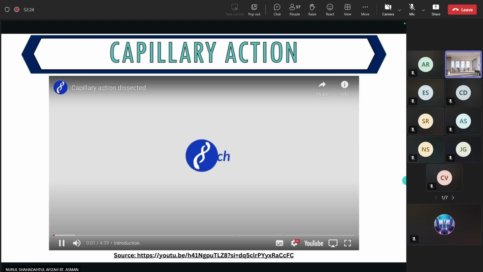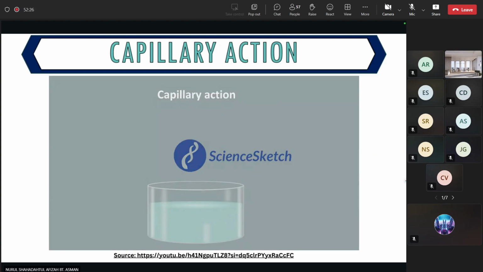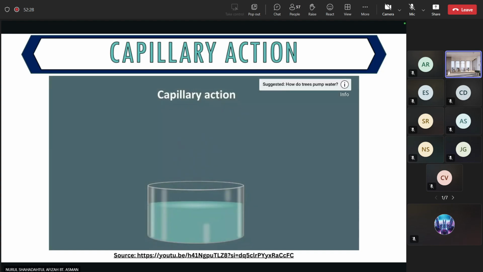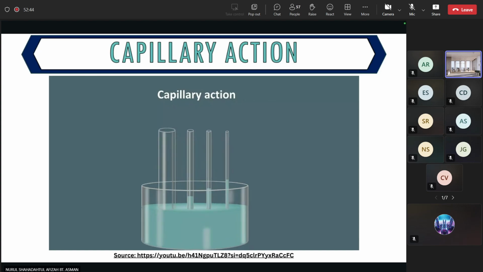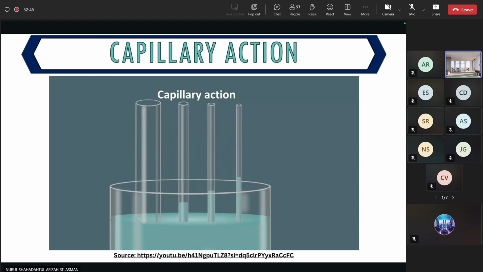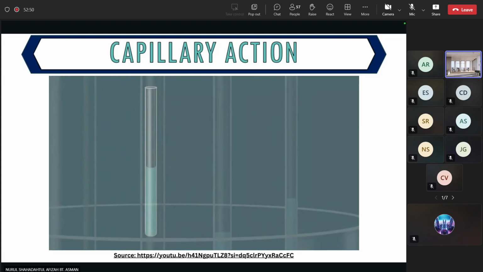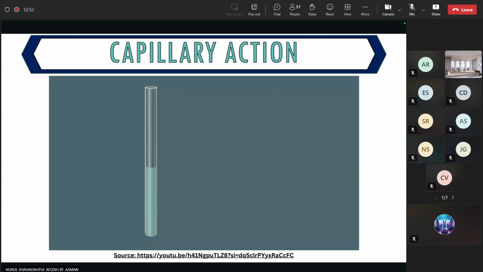In a recent video about water transport in trees, we described a phenomenon called capillary action. As the size of the capillary tube decreases, the higher the liquid rises in the tube. With a wide tube, like the size of a test tube, the rise is negligible. But why is this? What are the forces at work? That's what we want to look at today. Let's break it down into its parts.